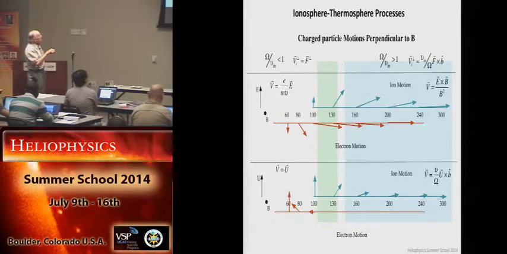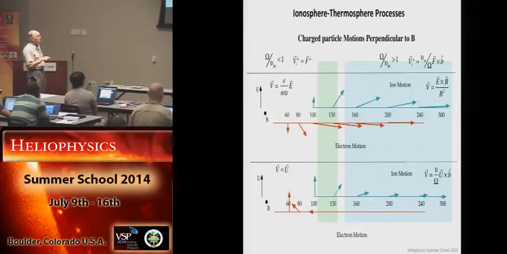So if you look at the electron motion in response to an electric force, this is E here, this is how the particles move as a function of altitude, and this is how the ions move as a function of altitude. At the highest altitudes, they move in the same direction at the same speed, so there's no current. But at low altitudes, they move in different directions at different speeds, and so you drive a current.